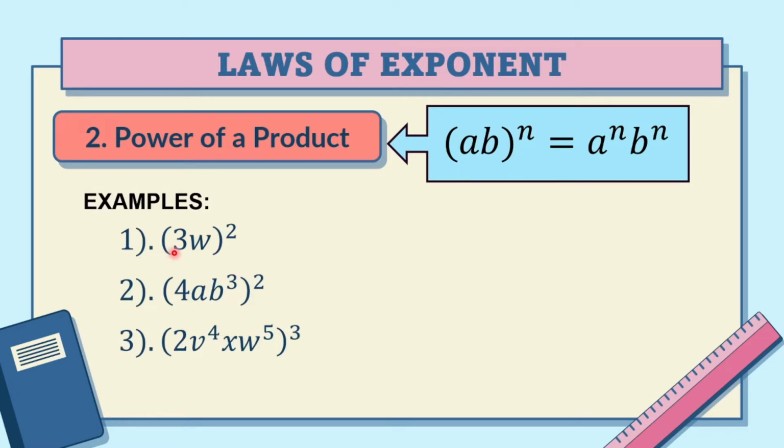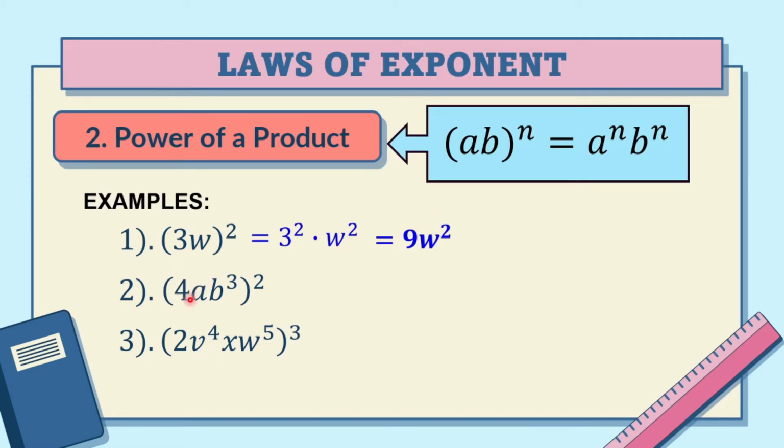Number 1, we have the quantity 3w raised to the power of 2. Okay, so that will be, distribute natin lahat itong square sa base na nasa loob ng quantity. So it will become 3 squared times w squared. Then simplify, that will be, so 3 times 3, that is 9. Then w squared. So this is the final answer.